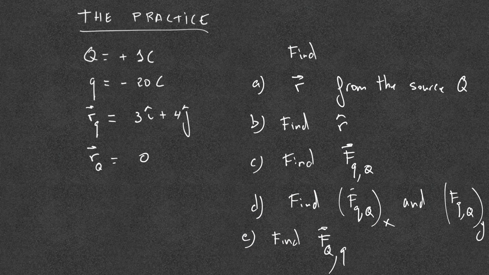This is the problem. I'm not going to talk, I'm going to solve it. So you have two particles, capital Q and little q, the position of little q, the position of capital Q, and I want to apply the equation that I was explaining earlier, that was Coulomb's law.